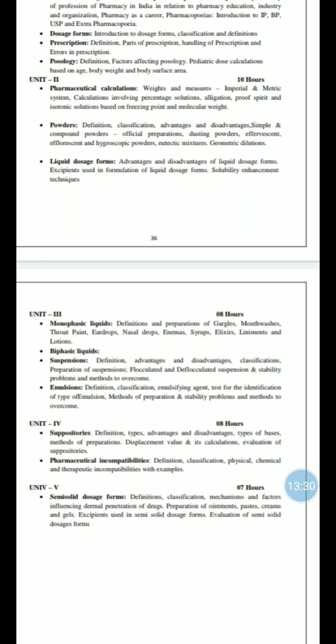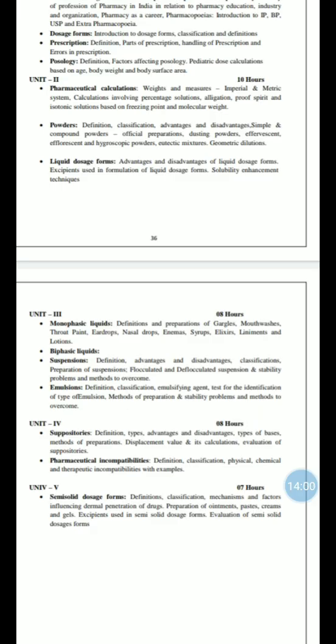In suppositories, we will see the definition, types of suppositories, then advantages of suppositories, then different bases that are used in formulation of suppositories, then the different methods that are used in preparation of suppositories, then various calculations in suppository, and also the evaluation of suppository. And next, that is pharmaceutical incompatibility. In that, we will see the definition, basic types, and the classification of or the different types of incompatibilities along with examples. In unit 5, that is last unit, we will see the semi-solid dosage form.